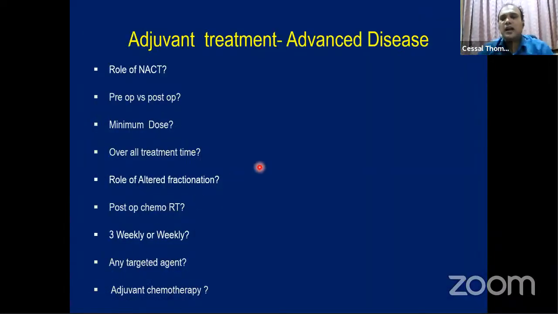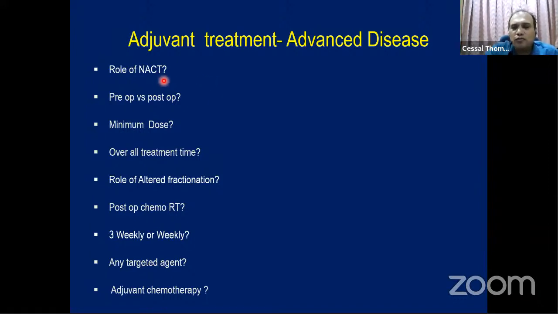Now, adjuvant treatment, I will finish in one slide because I have no time, because adjuvant treatment in oral cancer itself is a big topic. So I cannot take up the whole thing in one small lecture, but I will discuss a few clinical scenarios. If you have any queries, just post in the chat box, then I will take up. You can do it in the YouTube as well. I will take that up.